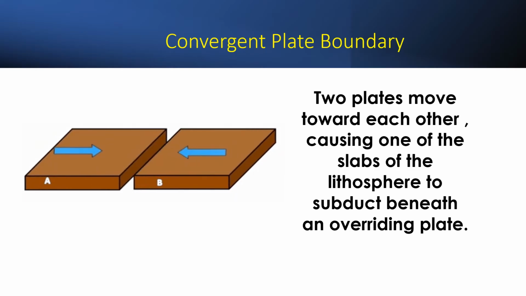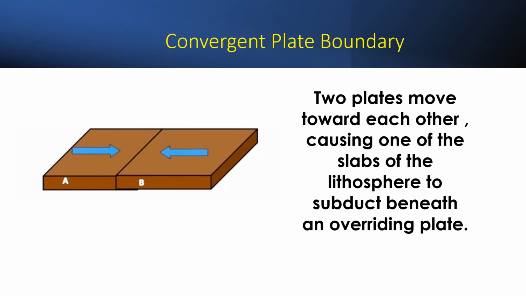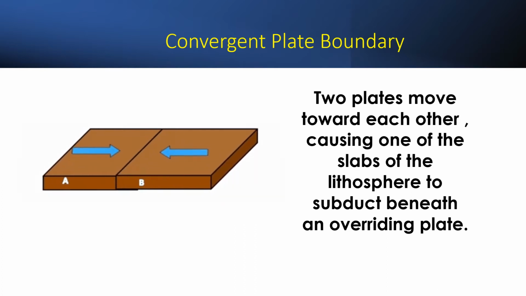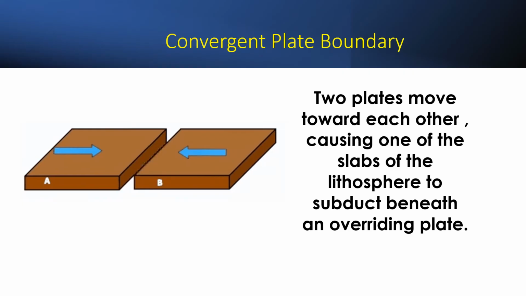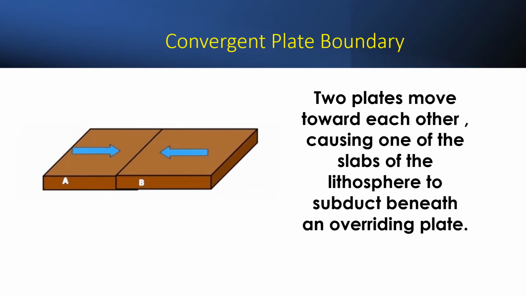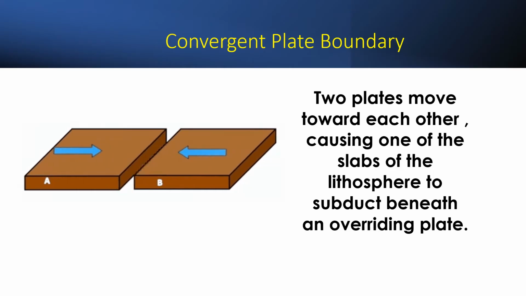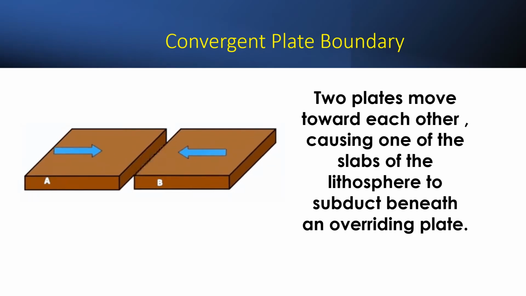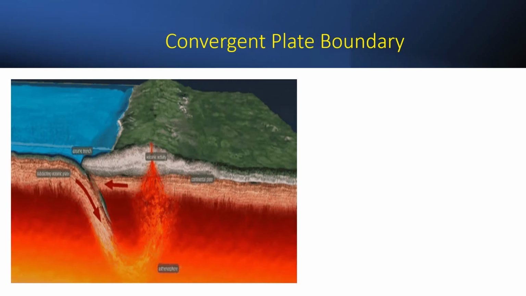Let us have first the convergent plate boundary. How will we describe the movements of the two plates? Yes, two plates move toward each other. The result is that one of the slabs of the lithosphere subducts beneath an overriding plate.